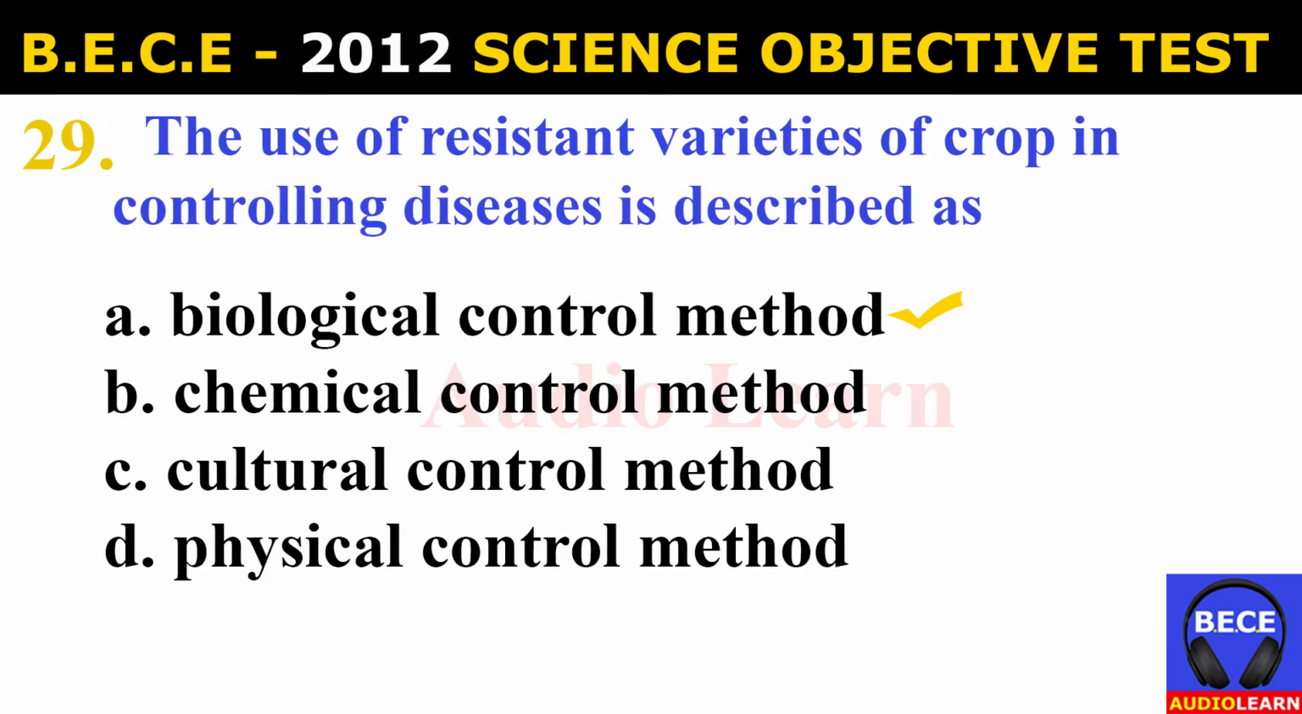Number 29. The use of resistant varieties of crop in controlling diseases is described as A. biological control method. B. chemical control method. C. cultural control method. D. physical control method. And the answer is A. Biological control method. The use of resistant varieties of crop in controlling diseases is described as biological control method.